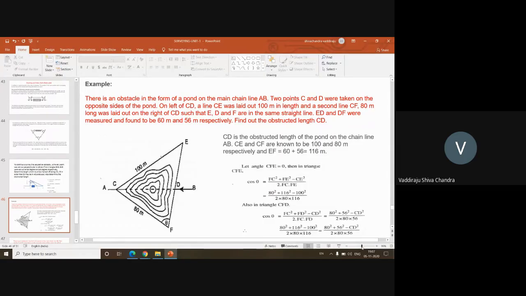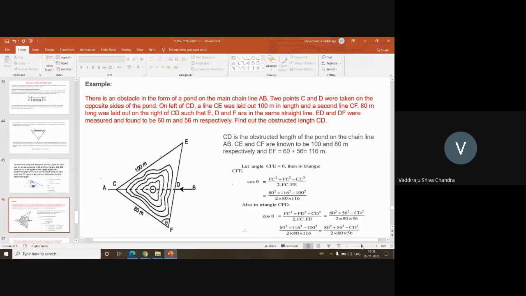There is an obstacle in the form of a pond on the main chain line AB. 2 points C and D were taken on the opposite sides of the pond. On the left of CD, a line CE was laid out 100 meters in length and a second line CF 80 meters long was laid out on the right of the CD, such that E, D and F are in the same straight line. ED and DF were measured and found to be 60 meters and 56 meters respectively. Find out the obstructed length CD.